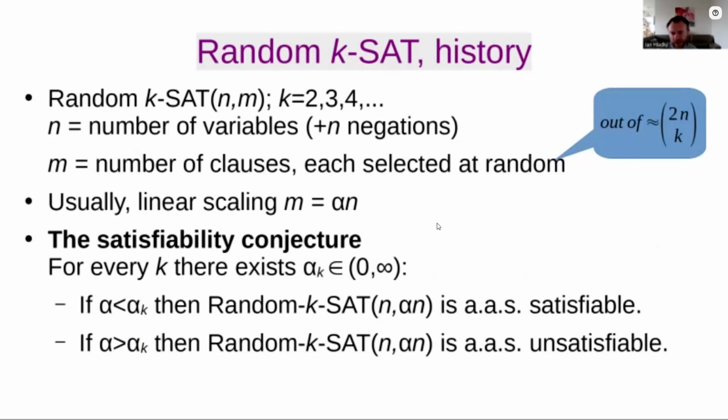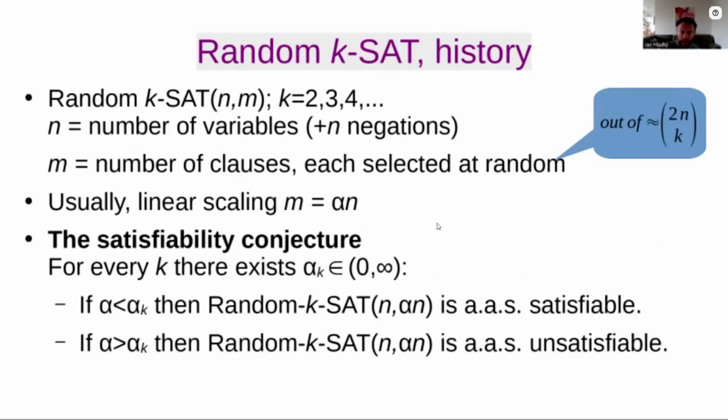I'm not even attributing it to anyone particular. It has been around in folklore since at least the 1990s. And it says that for every k, there exists this threshold function alpha_k, so that if you look at random k-SAT on n variables and alpha n many clauses, where alpha is smaller than alpha_k, then as n goes to infinity, your random formula is asymptotically almost surely satisfiable.